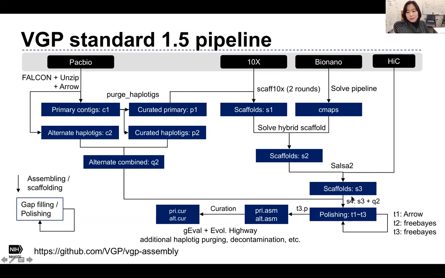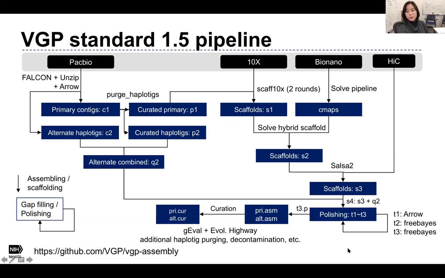After we finish the scaffolding with Hi-C, we go through three more rounds of polishing. We go again with one more round of Arrow polishing. Here we align all the reads to both the generated S3 scaffolds and the alternate haplotigs, the Q2 contigs. We align all the reads back to both primary and alts, so we can polish both, and also close some gaps that may be closable by the PacBio reads, the gaps that were inserted by either 10x, BioNano, or Hi-C.